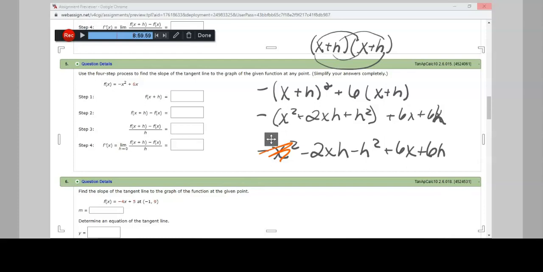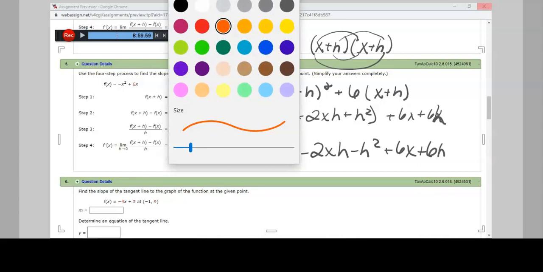All right, so when I go through this negative x squared, wait, ooh, shoot, undo. I don't know how to undo. Hang on, I just bought this stupid thing.